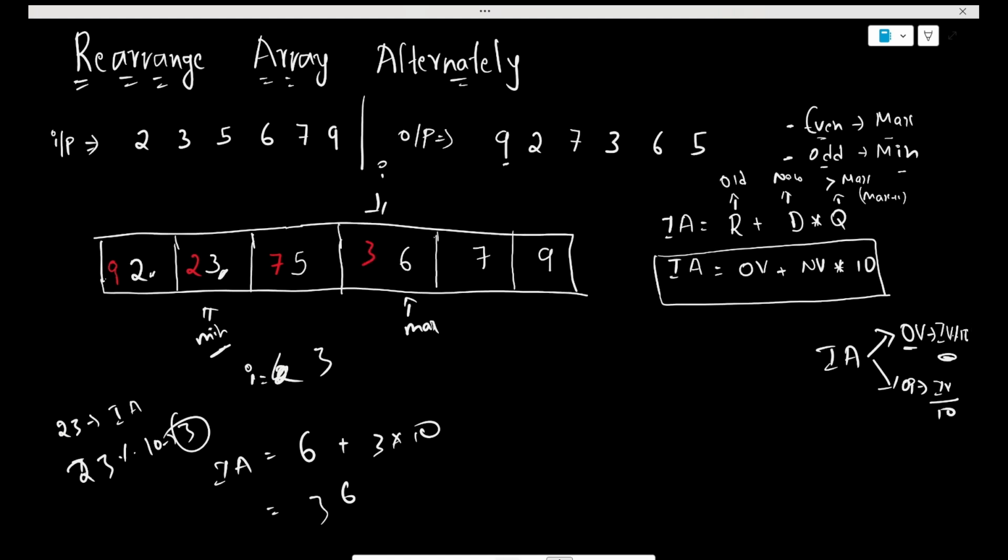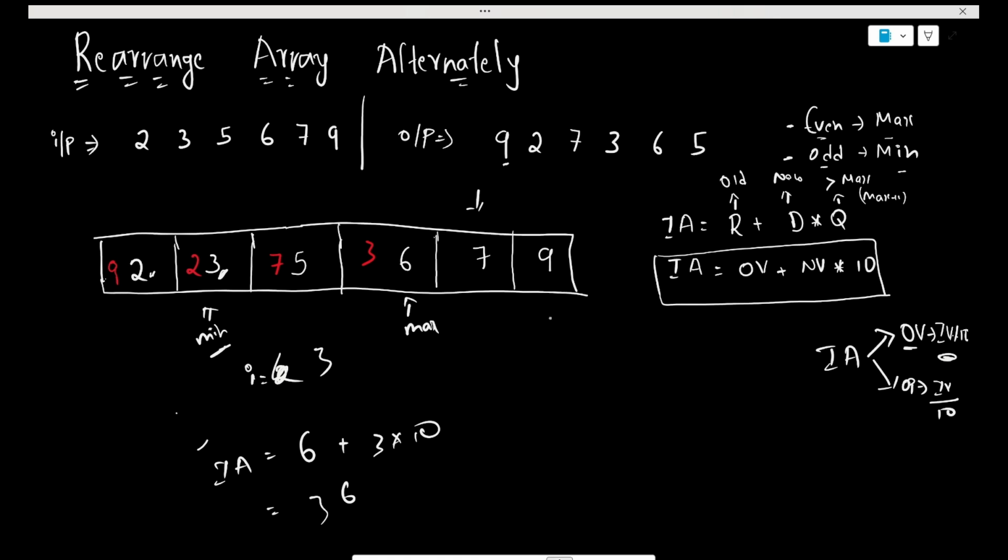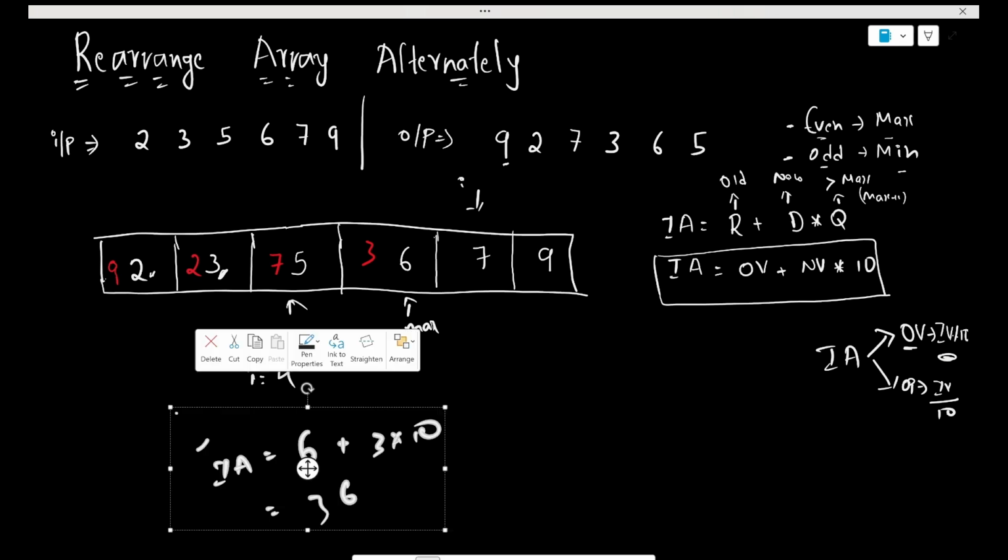36 updated, and after that I is incremented, and we have used the min, so min is also incremented, and the next I value now becomes 4. Whenever I becomes 4, calculate the intermediate answer.